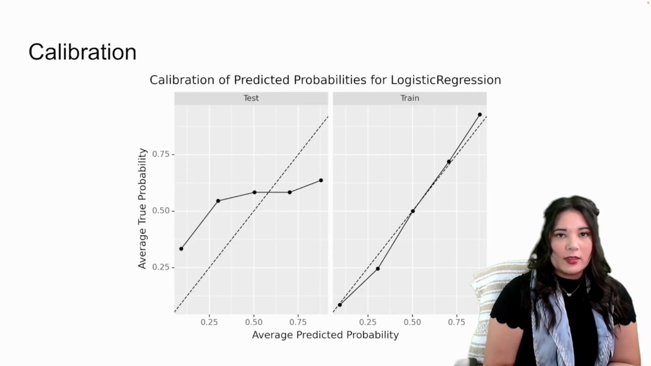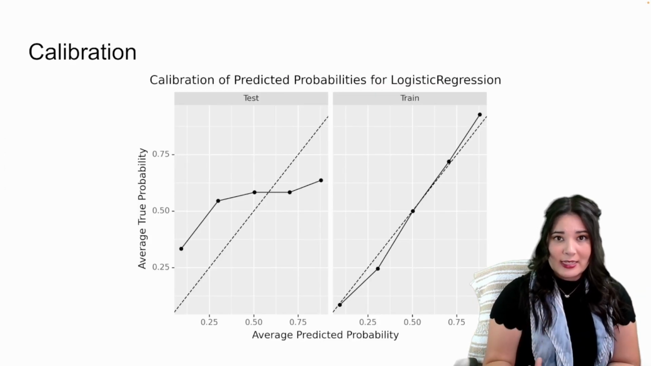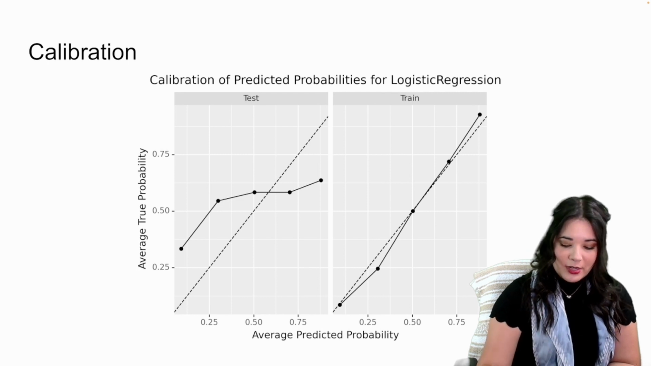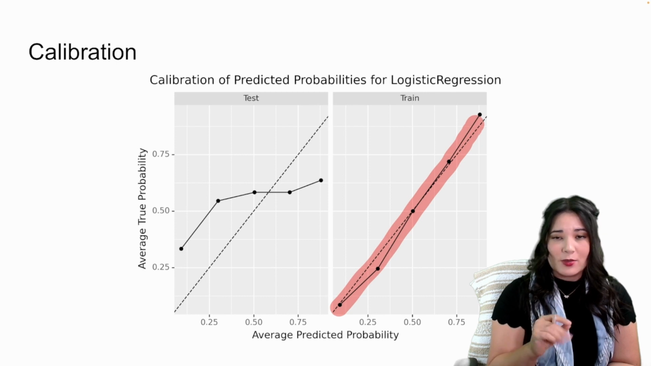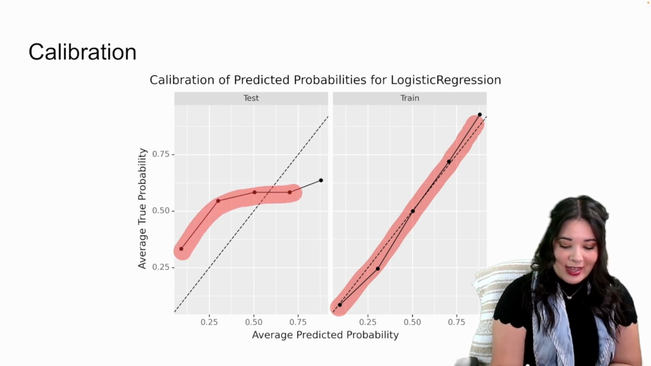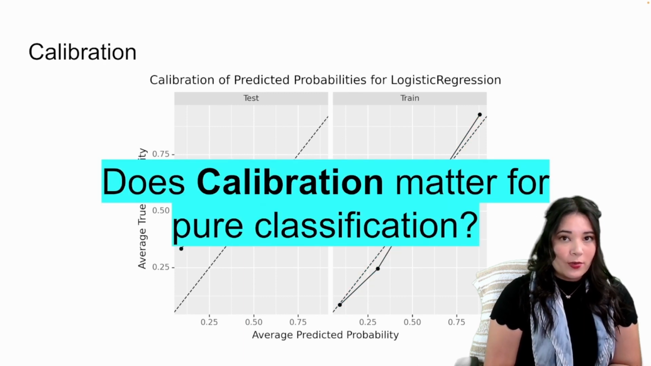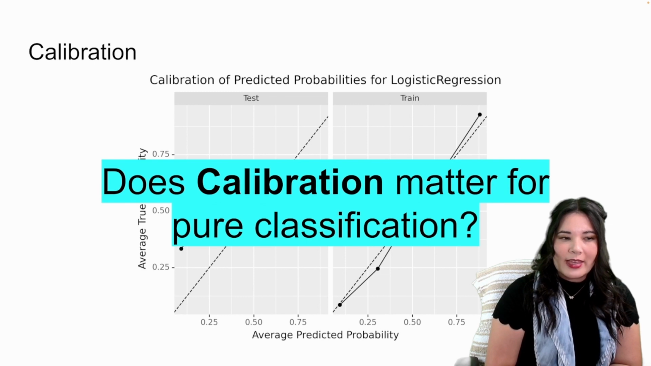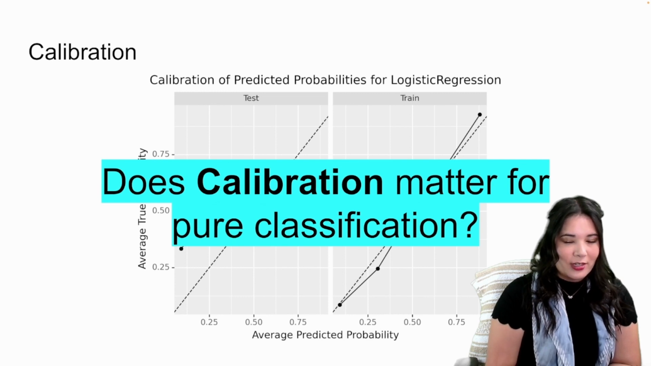This is an example of calibration curves for both the training and the testing set for a model. We can see here that for the training set, our calibration curve is very near ideal, which is common for logistic regression. However, when we look at the testing set, our calibration curve gets a little worse. Now, one thing I want you to think about is whether or not calibration actually matters if our goal is just to make sure that we're making the correct prediction.